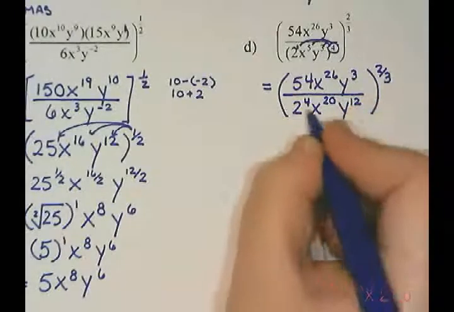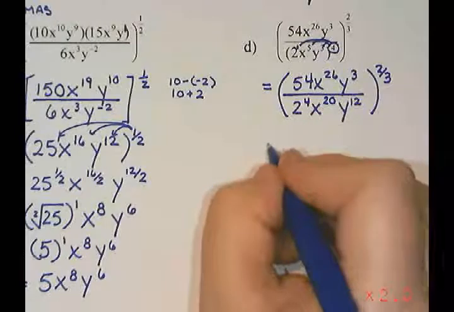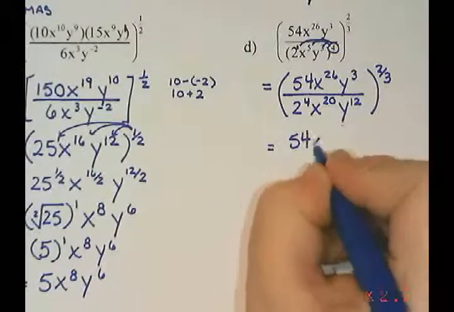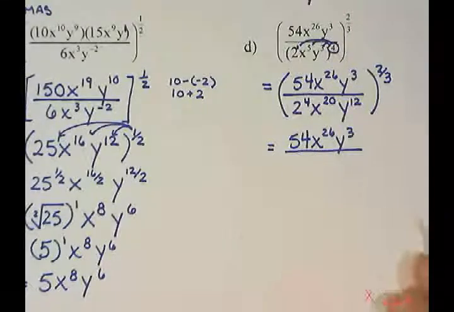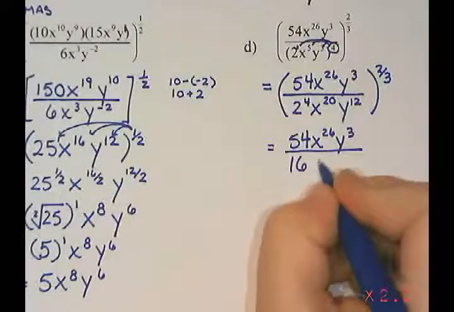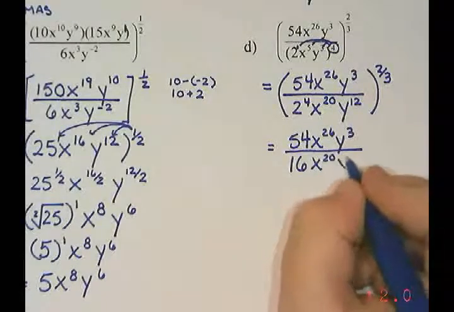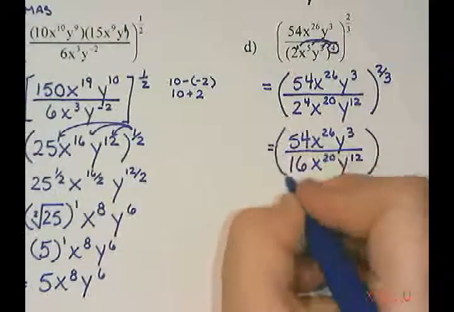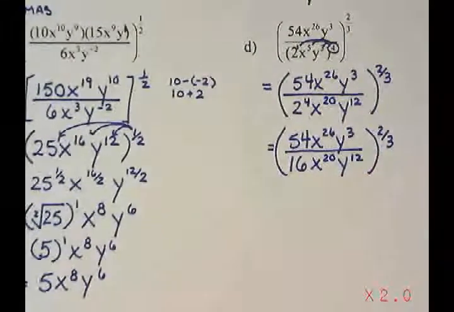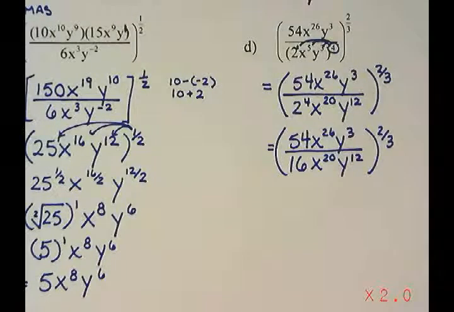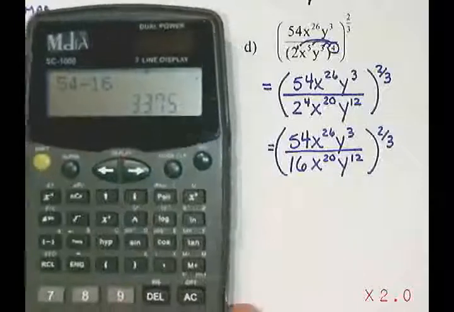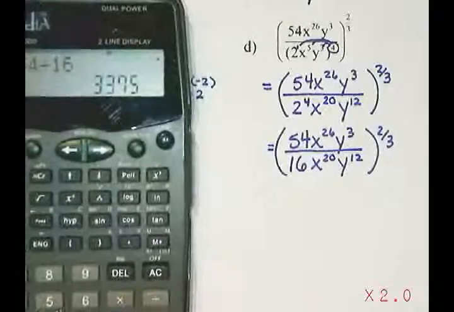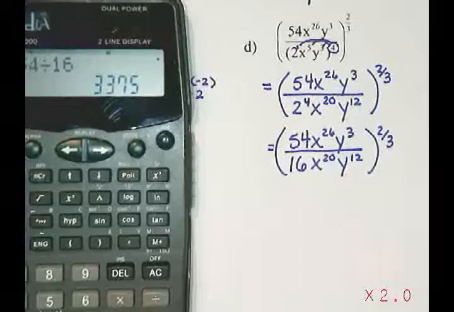And before I do the division, I'm going to work out the 2 to the power of 4. So I have 54 x to the 26, y to the 3, divided by 2 to the power of 4 is 16, x to the 20, y to the 12, all still to the power of 2/3. Now, the division. I'm going to divide 54 divided by 16, which gives me a decimal. I end up with 3.375. I don't want a decimal here, so what I'm going to do is see if I can reduce this as much as I can.